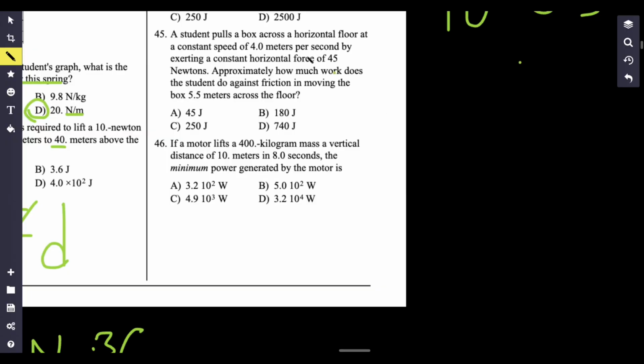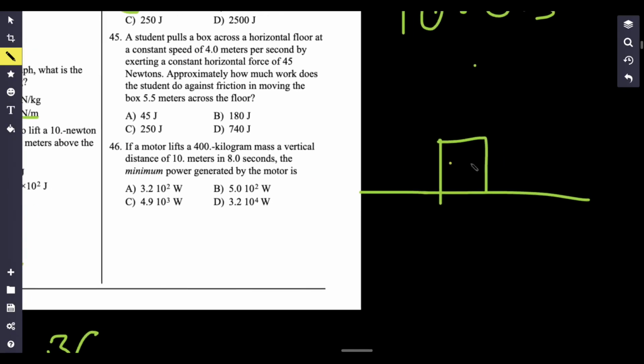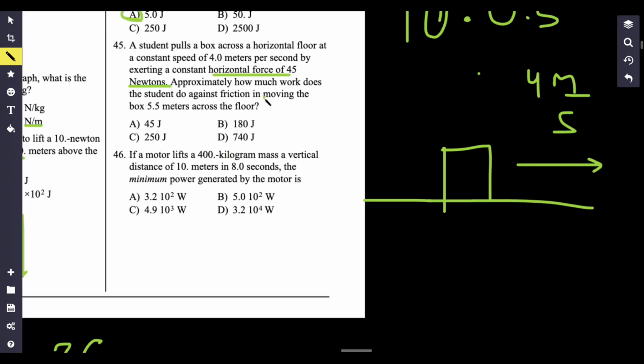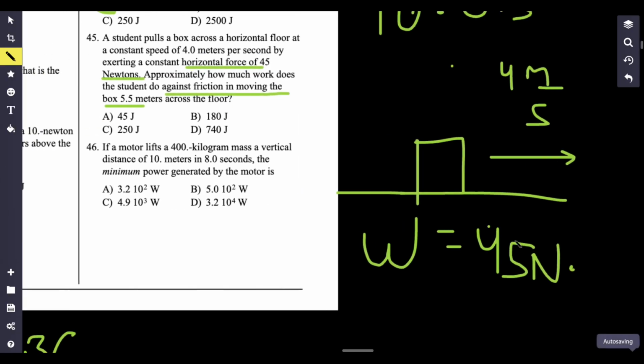Constant speed, horizontal. A student pushes a box on a horizontal floor at a constant speed of 4 meters per second by exerting a constant horizontal force of 45 newtons. How much work does the student do against friction in moving the box 5.5 meters across the floor? Once again, work is equal to force, so our force is 45 newtons times the displacement, 5.5. You would get approximately 250 joules for that one, right?